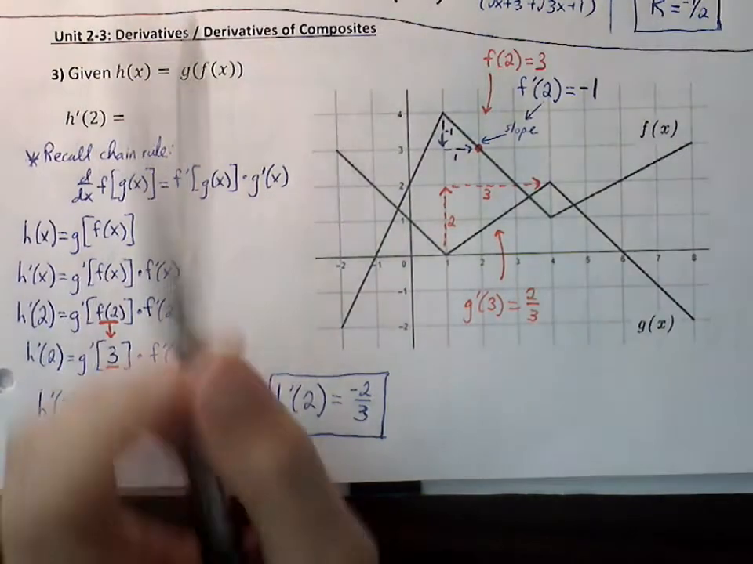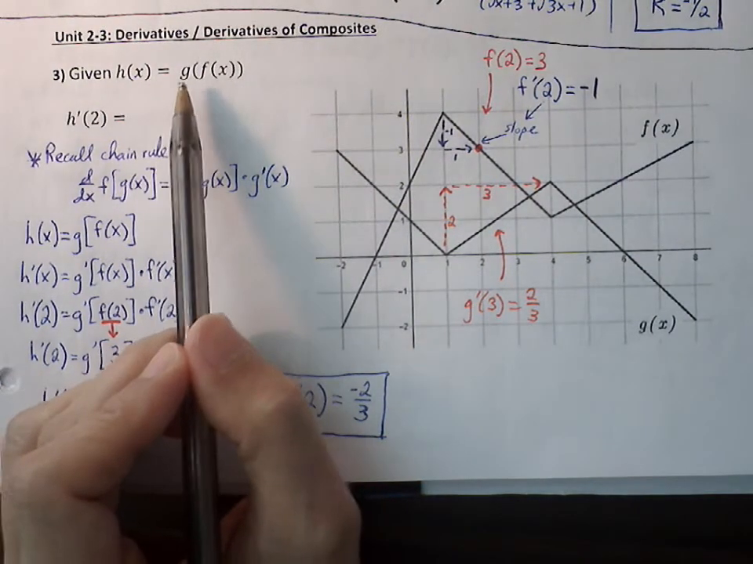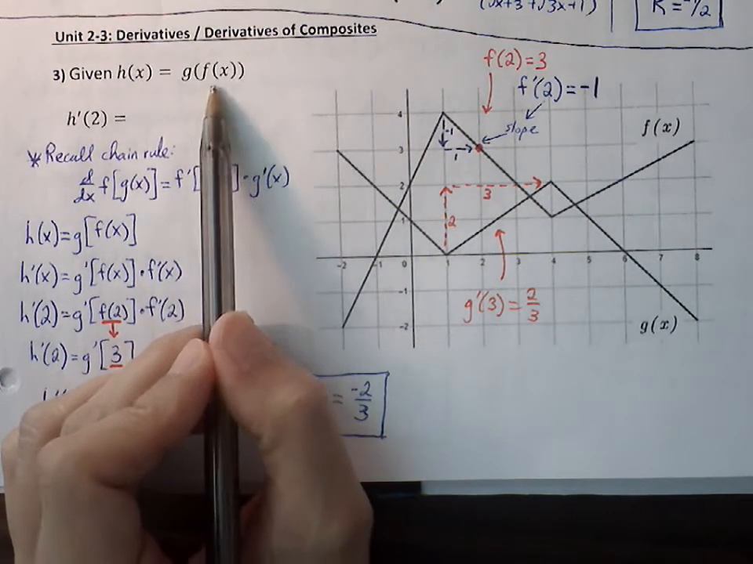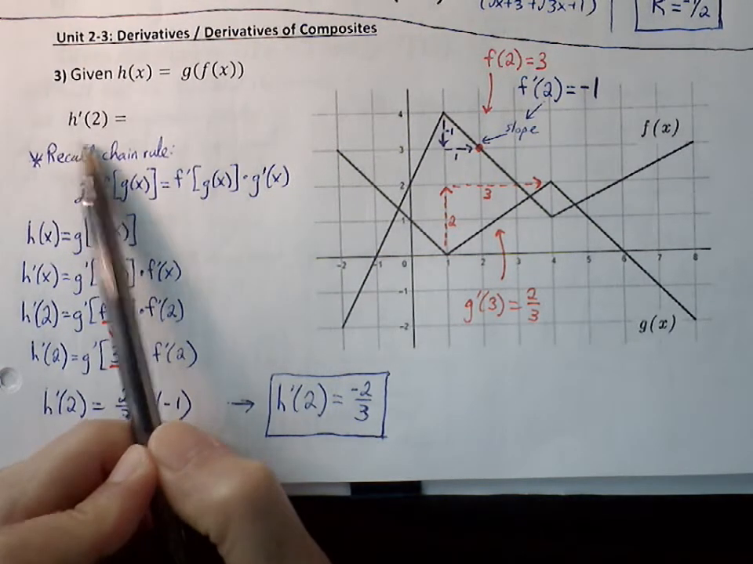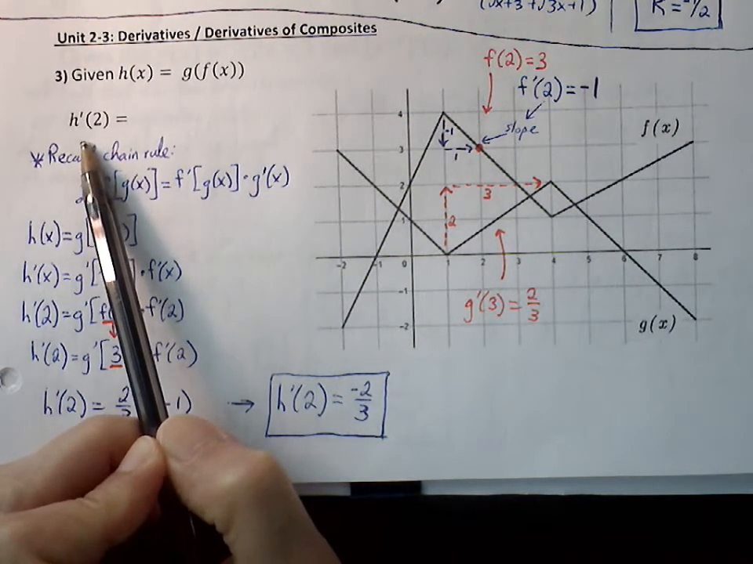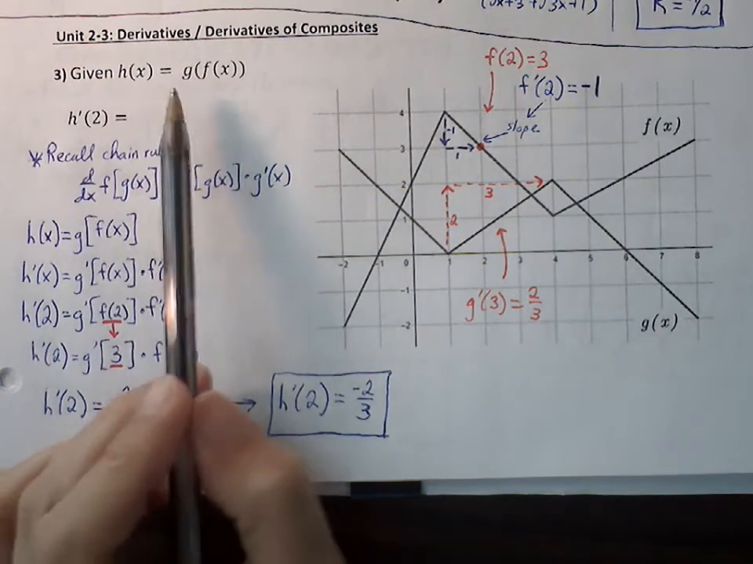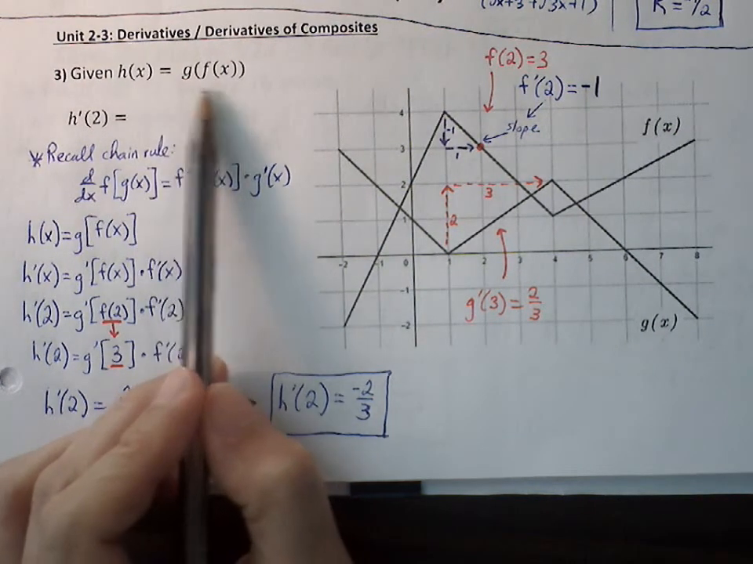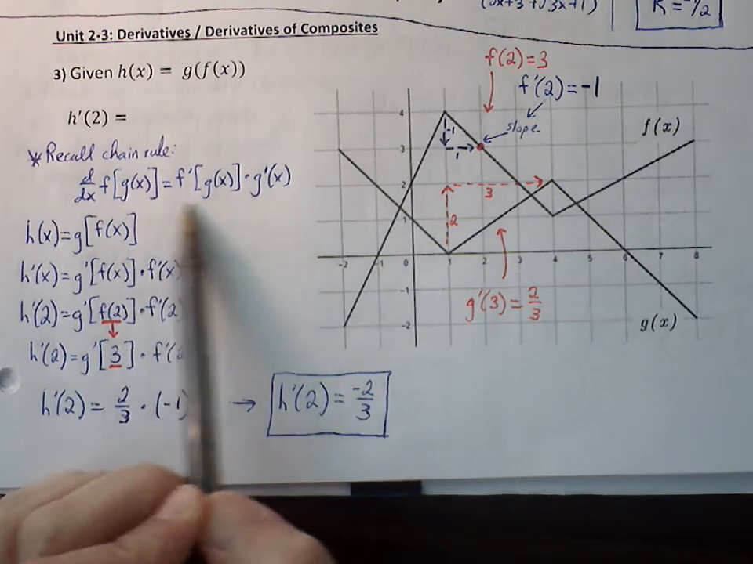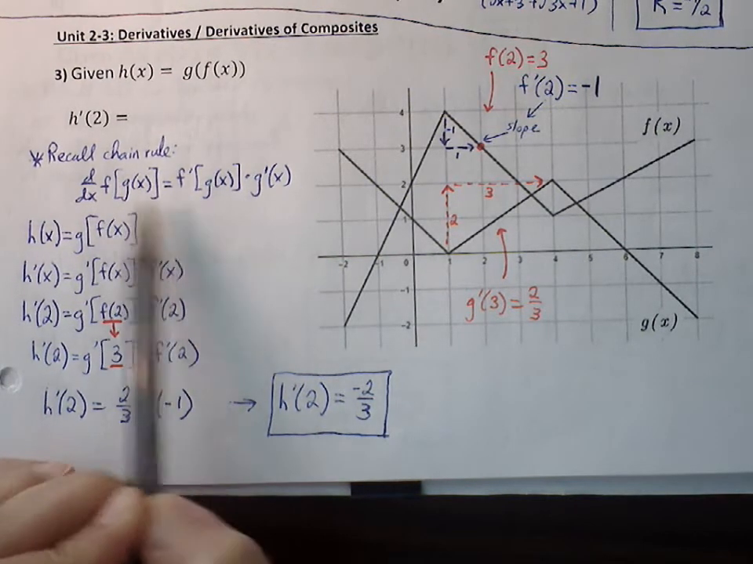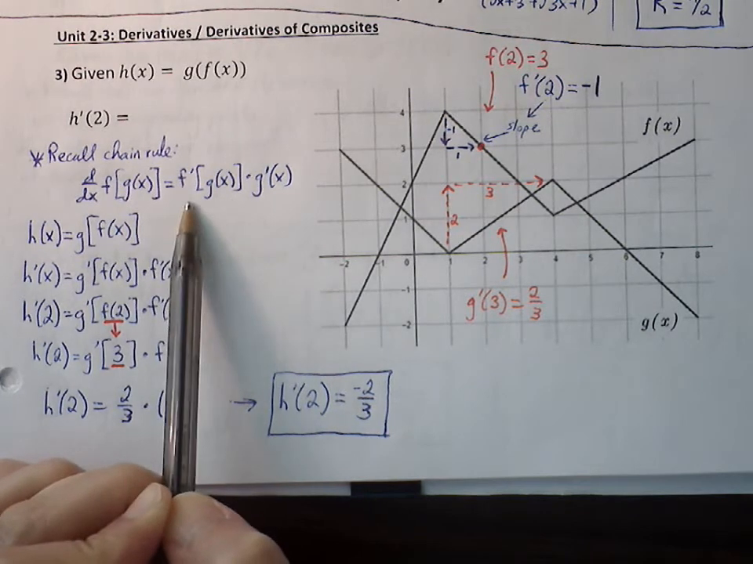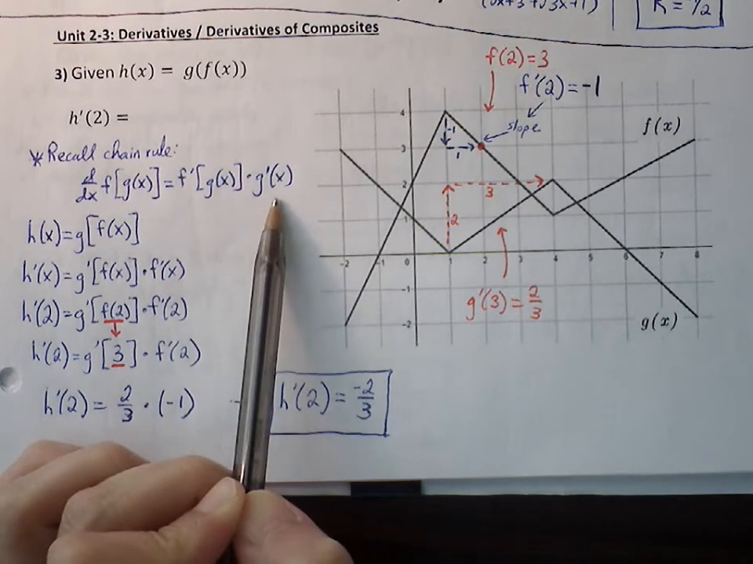All right, number 3, we have a function that's defined as g of f of x. So we have a function f within the g of x function. We want to find h prime of 2. Before we can find h prime of 2, we first have to find h prime of x. And to find h prime of x, notice that there's a function within a function. And here is just a reminder of what the chain rule is. So chain rule says take the outside function's derivative and multiply by the inside function's derivative.